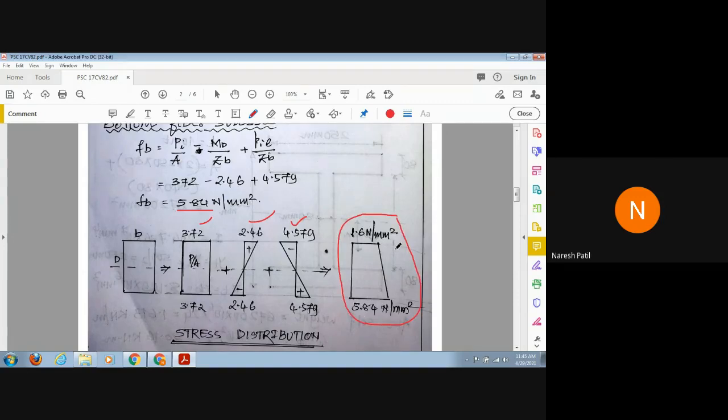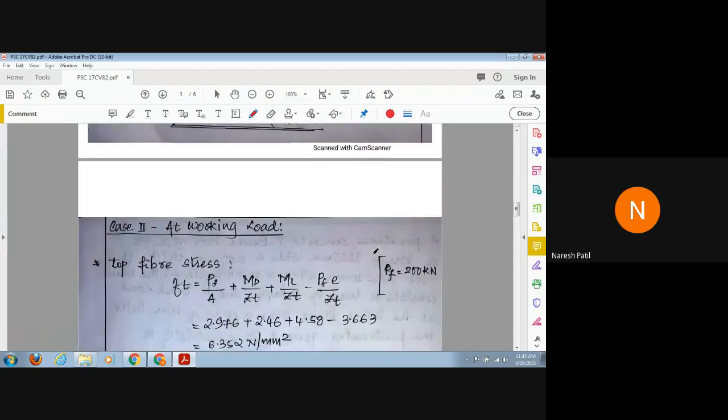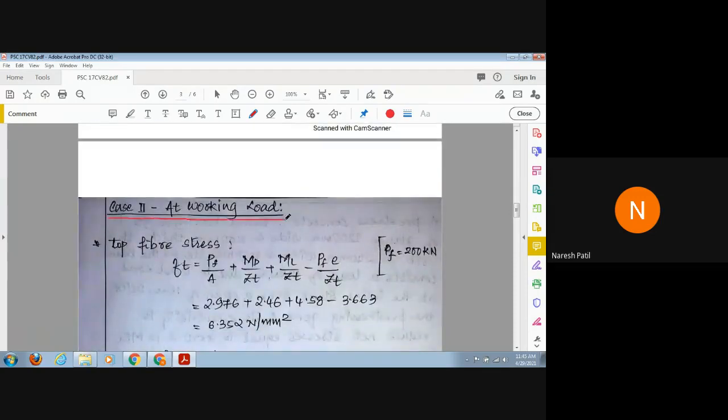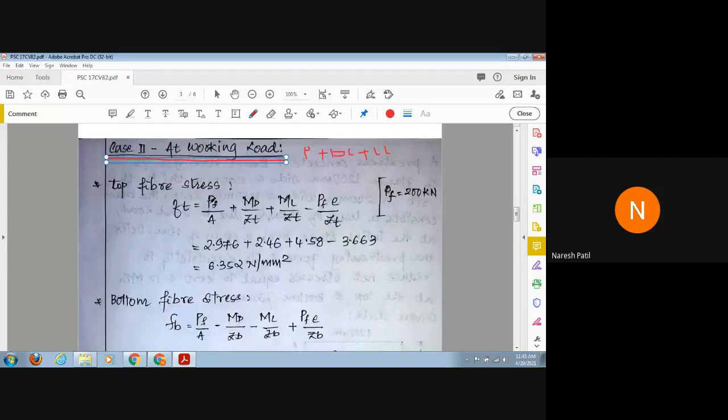Correct? Then next condition, at working load. At working load means it will be pre-stressing plus dead load plus live load. Working means all load you have to consider. Okay. P by A plus MD by Z plus ML by Z minus P by Z. But at working stage we have to use the final pre-stressing force, that is 200 kilonewton. This is only the change.